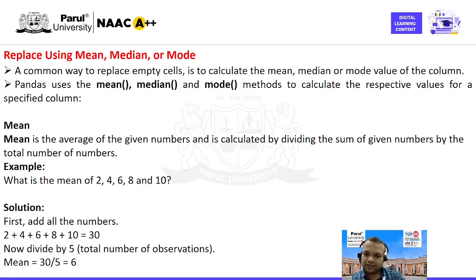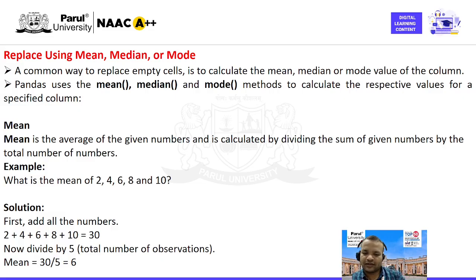There are some methods we already discussed in our previous lectures. One of them is replacing the empty cell, or you can say noisy or wrong data, with the mean, median, or mode. It's a common way to replace empty cells. If you are using some data to train your model, but there are some empty cells, how can we replace these empty cells?